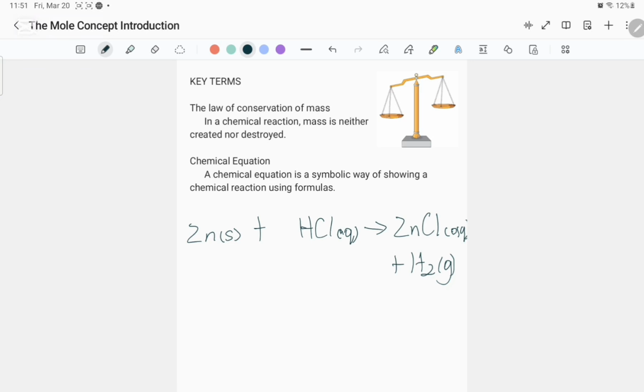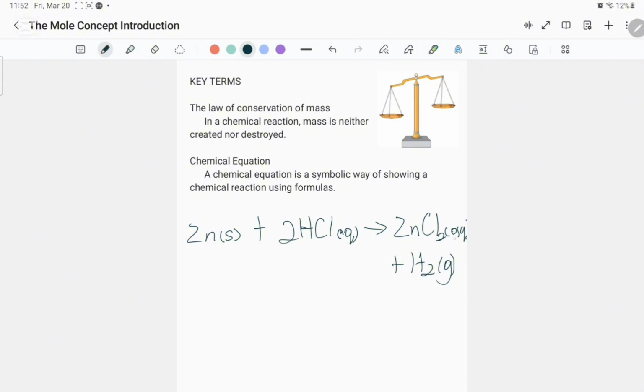if we examine this equation, we can see that the hydrogen is not in balance. All right, there's one hydrogen on the reactant side and two over on the product side. So we simply balance the hydrogen by adding a 2 in front of the HCl or the hydrochloric acid.